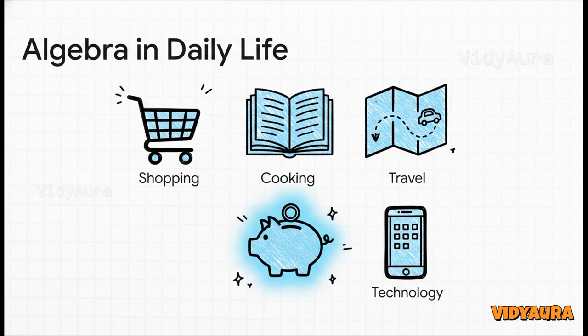Just think about your day-to-day life for a second. When you're at a store trying to figure out a 20% discount, you're using algebra. Doubling a cookie recipe because you've got friends coming over. That's algebra. Trying to figure out if you'll make it to your appointment on time? Yup, algebra again. It's the logic behind your budget, your GPS, and pretty much every app you use.